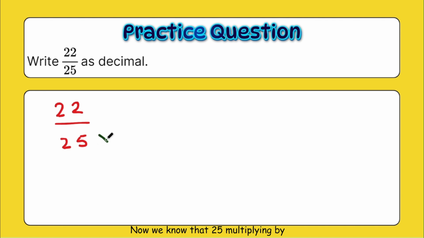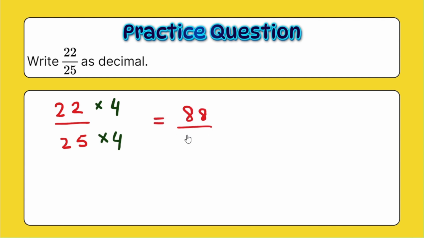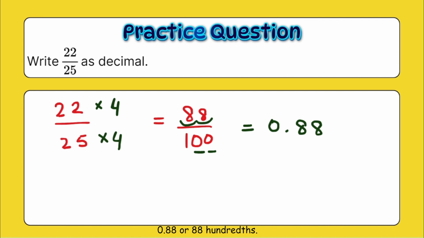Now we know that 25 multiplying by 4 will give us 100. And to make it into an equivalent fraction, we have to multiply the numerator by the same thing as we multiply the denominator. That makes it into 88 over 100. Now when we have a power of 10, we're going to look at the number of zeros. We have 2 zeros, so our decimal point is going to go 2 places back. So that is going to equal 0.88 or 88 hundredths.